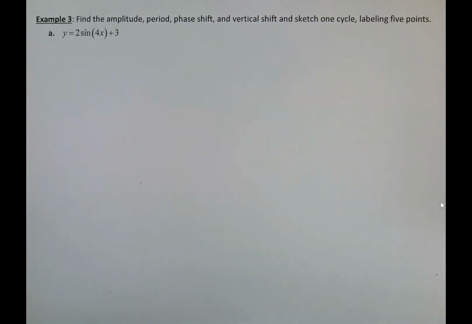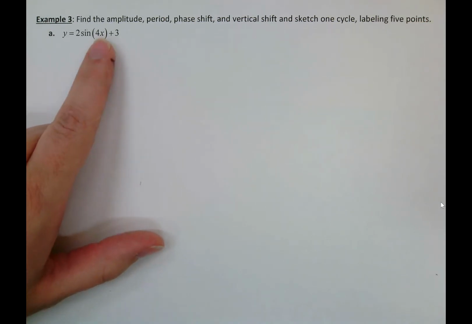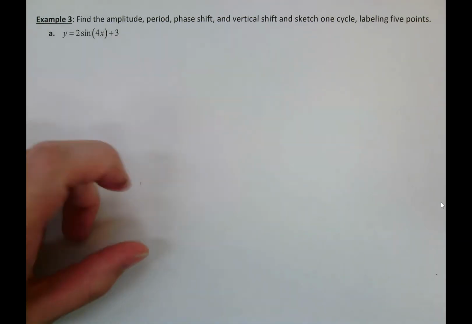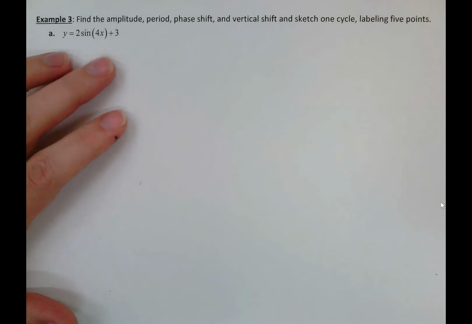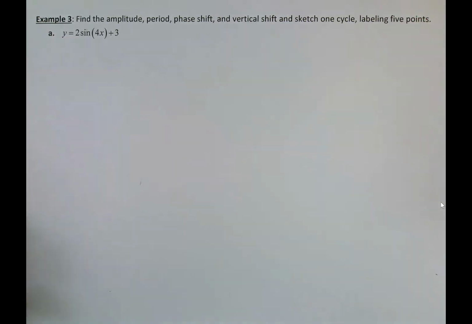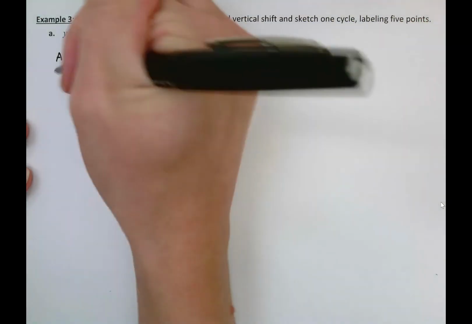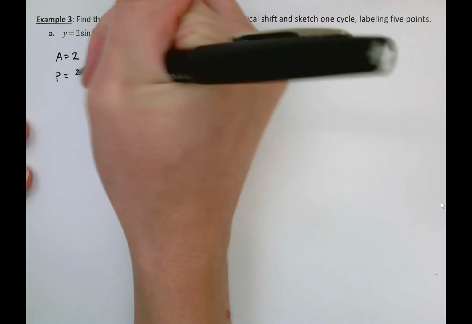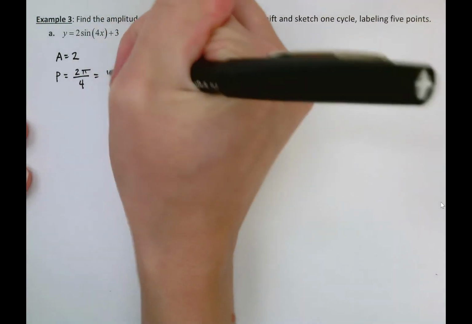For our first function in example 3, we've now added a vertical shift. Notice that we still have not added a horizontal shift, but we're just going to look at what happens with a vertical shift. So we still have a horizontal and vertical stretch or compression happening. So we still want to find the amplitude, which would be 2.